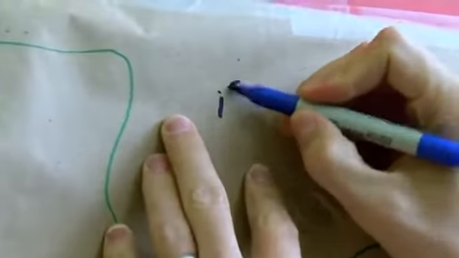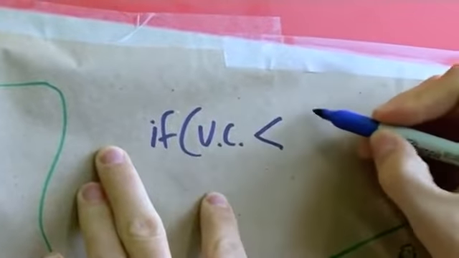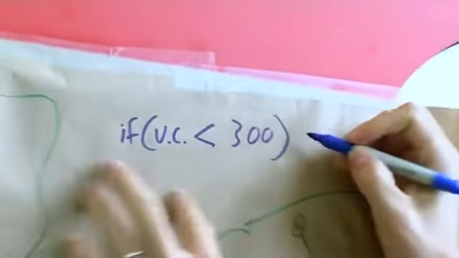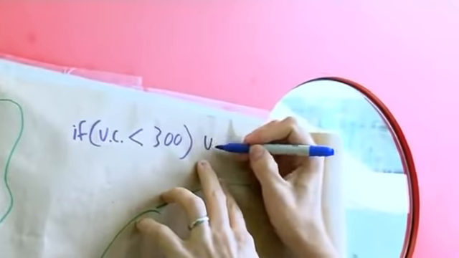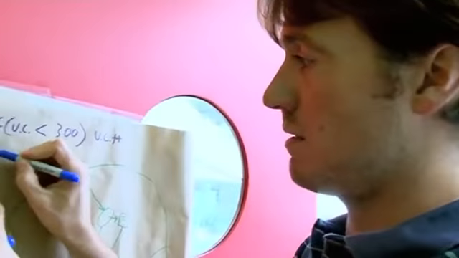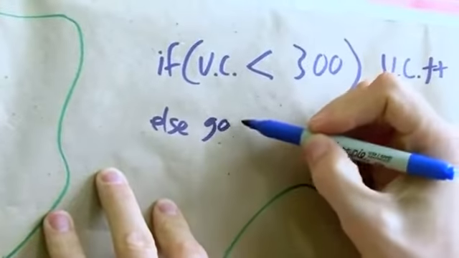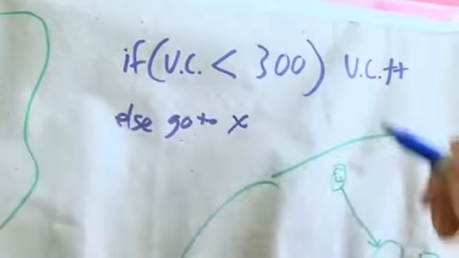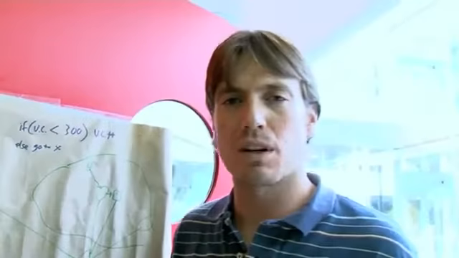And when someone's writing code, they need to put the logic in the code that says where you should stop. If one condition is true, you go to the left, and the other condition is true, you go to the right. Now, this condition can be written like this: if the view count is less than 300, then go ahead and add 1 to the view count. Otherwise, go to X, where X is our much more complicated view count pipeline.